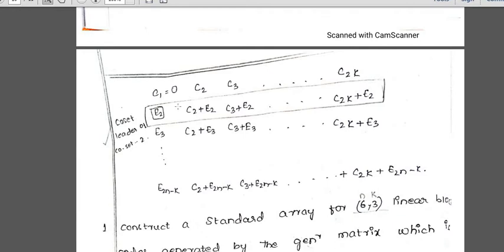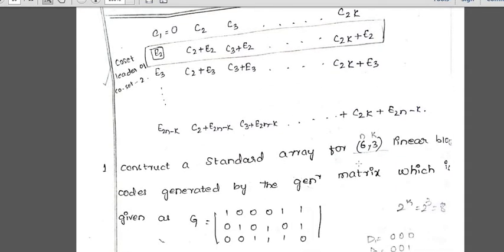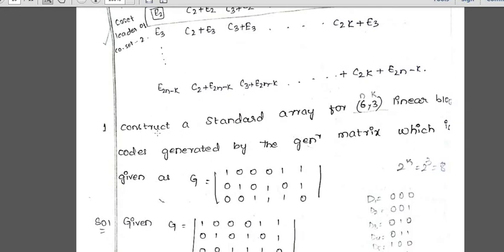So here you are going to construct a standard array. Clear? So we'll just see a problem regarding this standard array. Construct a standard array for (6,3) linear block codes which are generated by using a generator matrix, which is given by G is equal to 1 0 0, 0 1 0, 0 0 1, an identity matrix, and the given parity matrix 0 1 1, 1 0 1, 1 1 0.